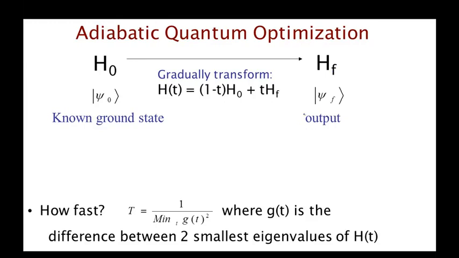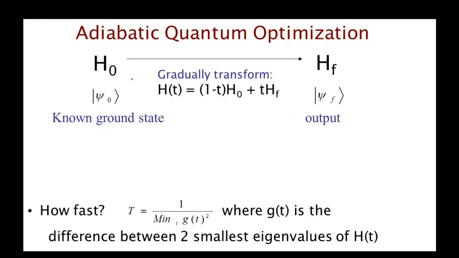But this is of course a solution which is hard to find. So you don't know how to find this solution. But you also design an easy Hamiltonian whose ground state you already know. And now what you do is you start in this ground state of the known Hamiltonian, the initial Hamiltonian, and you gradually transform the Hamiltonian from H0 to HF by taking a linear convex combination of the two.